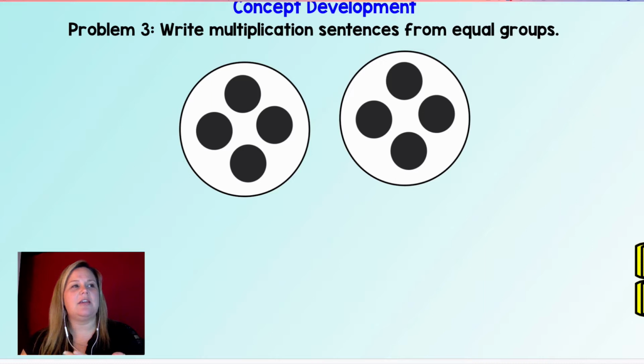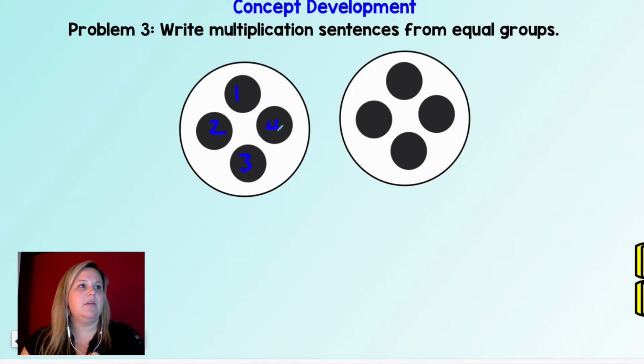Yeah, these are equal because I have 4 in this first group. So 1, 2, 3, 4. And then I have 1, 2, 3, 4 in the second group. So they're both equal because they have the same number in both groups.